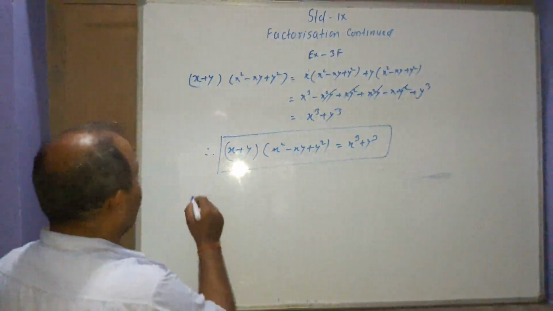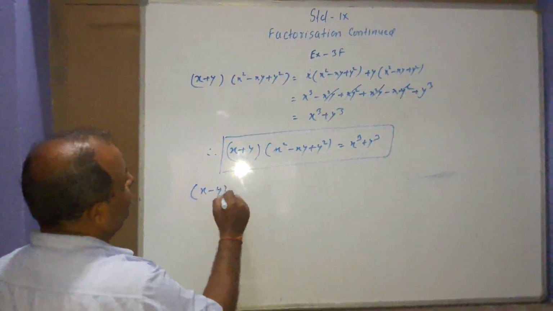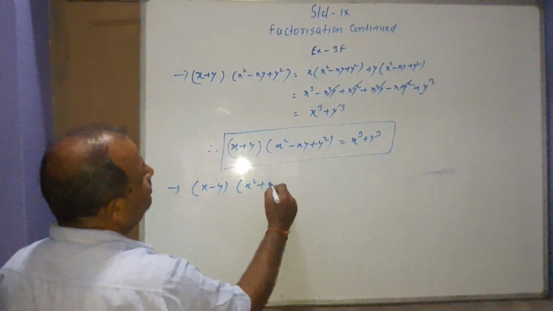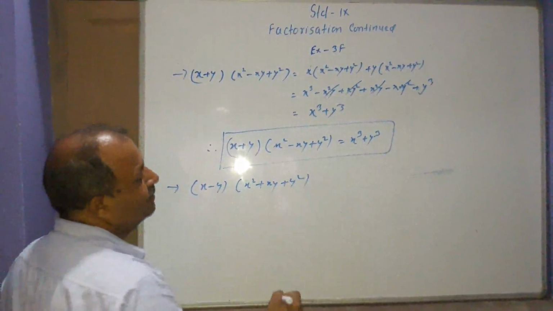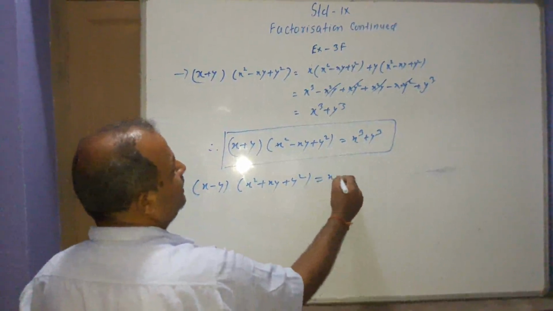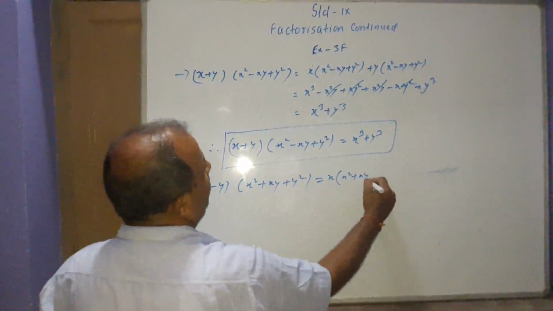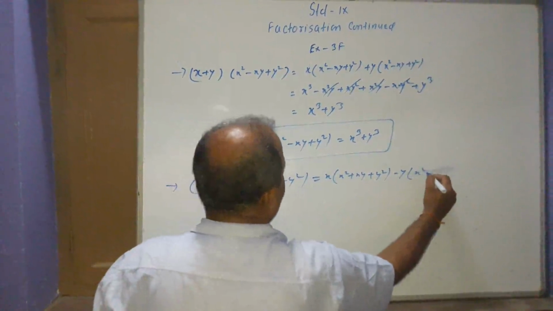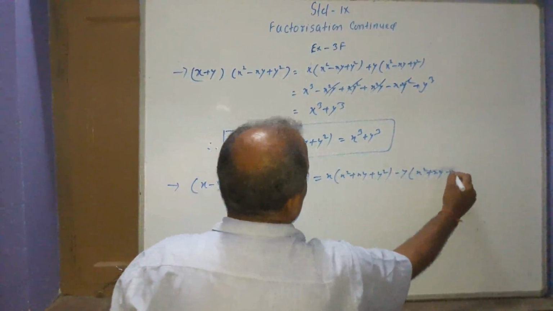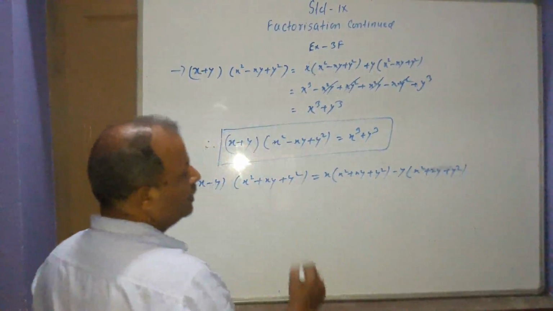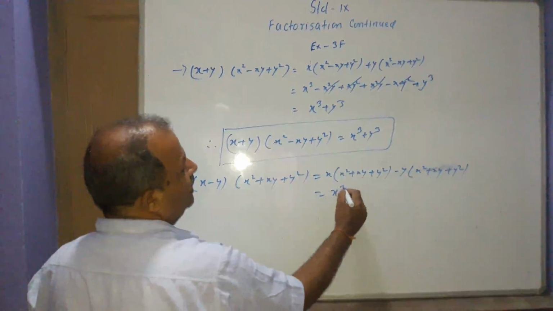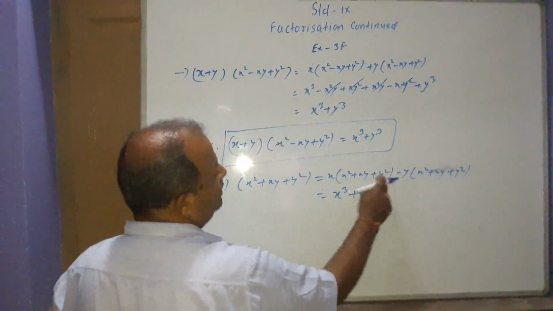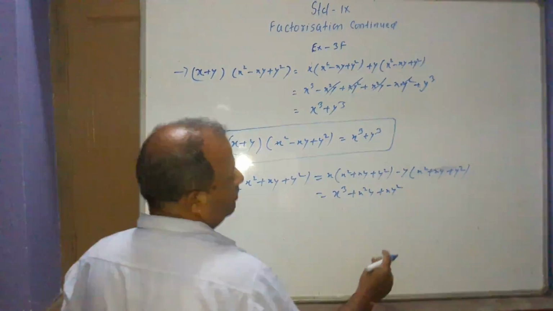Now we come to another identity, that is (x minus y) into (x square plus xy plus y square). On multiplying, we get x into (x square plus xy plus y square) minus y into (x square plus xy plus y square). X into x square, this will give x cube. X into xy, this will give x square y. X into y square, xy square.